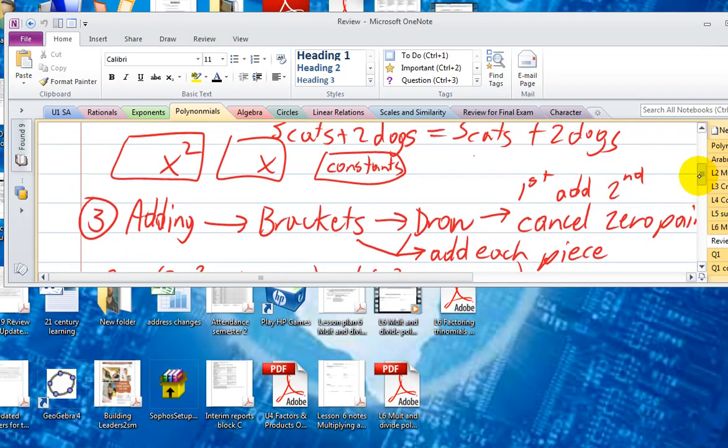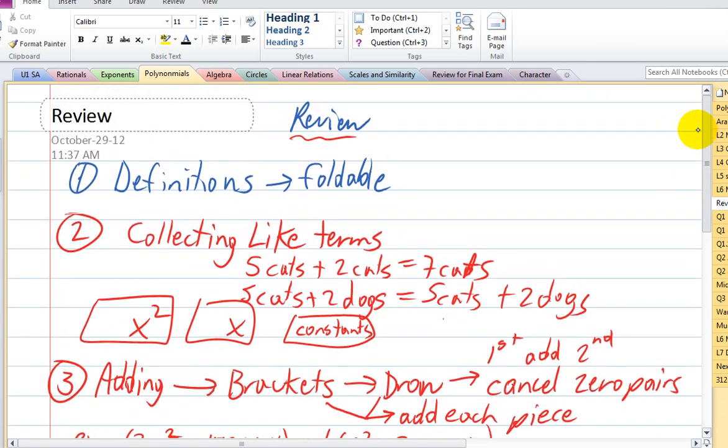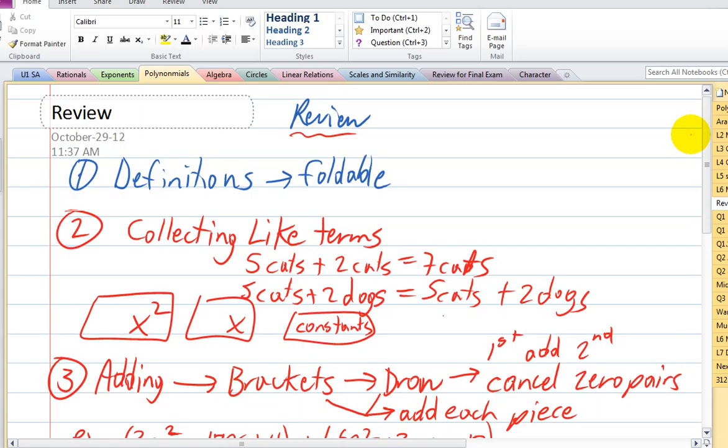Okay, so for adding, you need to be able to draw it. So for adding with the brackets, you're going to draw. You draw the first, add the second, and cancel 0 pairs. Okay, so you're adding each piece of the second part. You're going to be doing a lot of that today. So you have to be able to draw it.